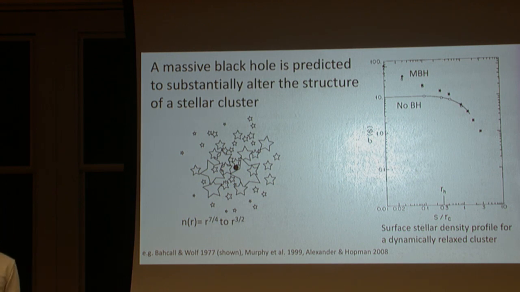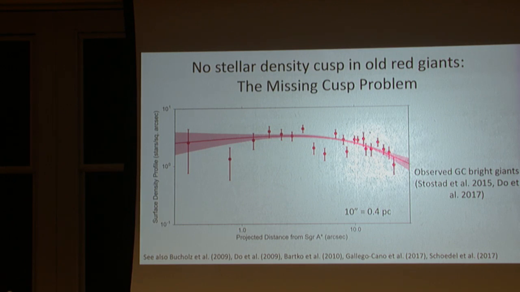But we wanted to test whether the galactic center had a cusp, because we see all these old stars. So in principle, we should see a stellar cusp because we have a massive black hole as well. But if you look at the red giants, now this is the bright giants, this is the surface density profile as a function of projected distance.